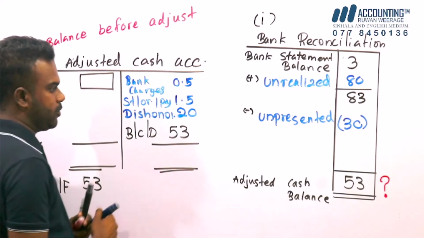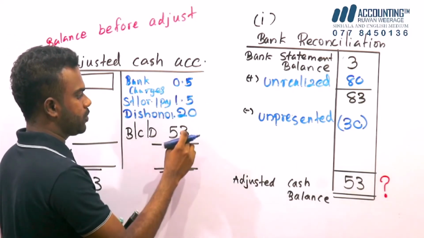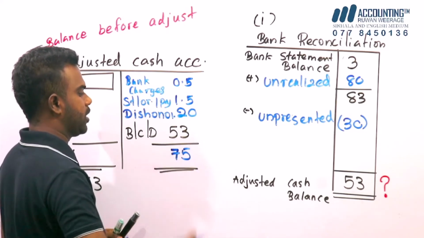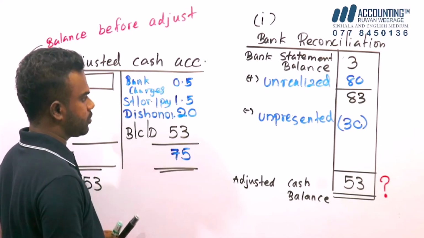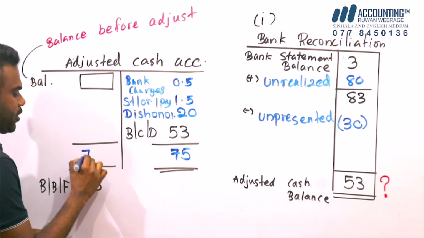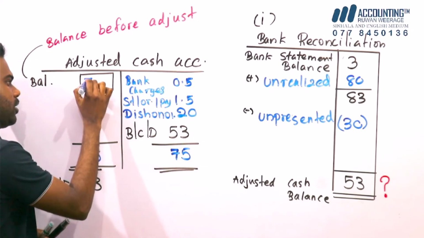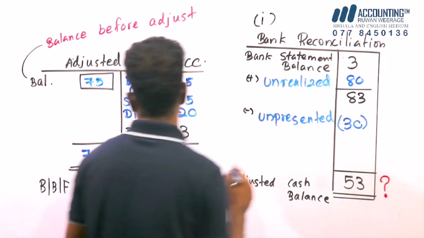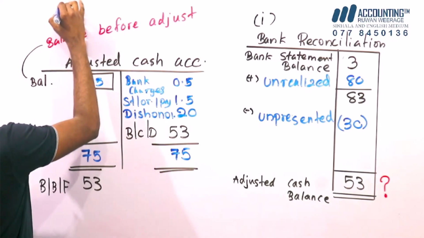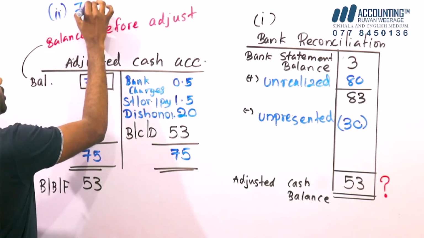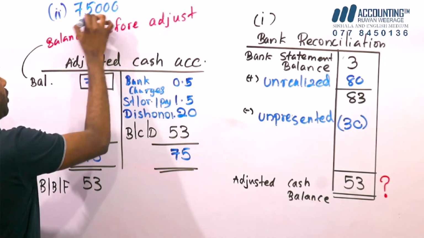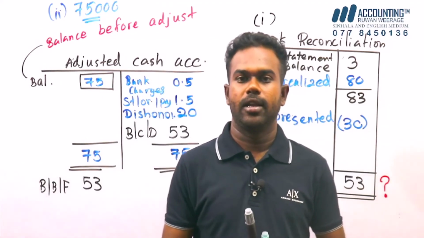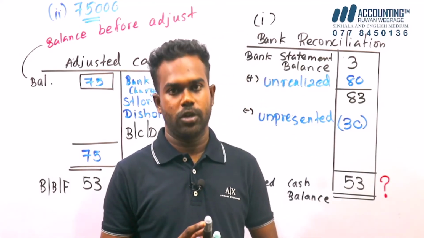So we are going to get how much the balance was before adjusting, right? So look here, how much? 22, 75, right? Yeah, and here also 75. Then how much was the balance before the adjusted cash balance? 75,000, right? So number 2 should be 75,000, right? 75,000.